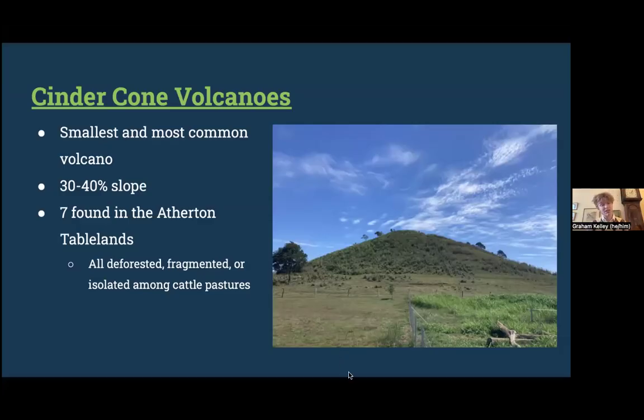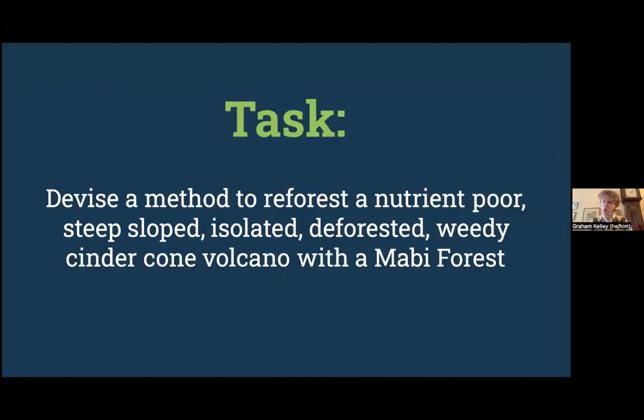They've been very much isolated among a sea of cattle pasture. So there are about 7 of these cinder cones in the Atherton Tablelands, and it's one of these cinder cones that I'm going to be talking about today. So what was the task we were assigned? We had to devise a method to reforest a nutrient-poor, steep-sloped, isolated, deforested, weedy cinder cone volcano with Mabi forest, a rare forest type. And that's quite a task.